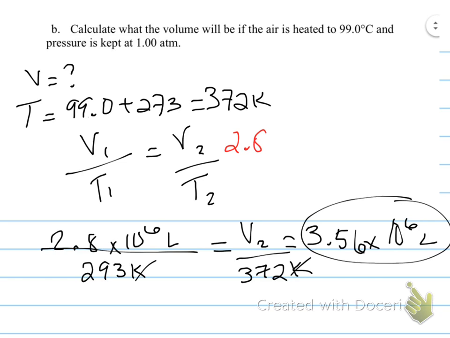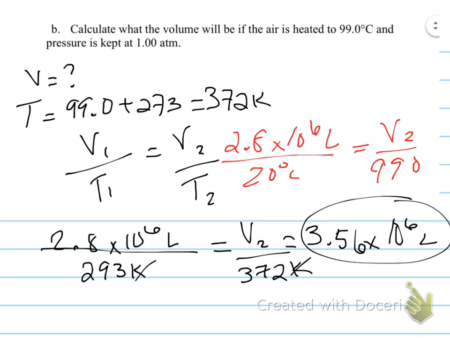Now, I want to just show you what would happen if you don't convert the temperature, right? So if you do 2.8 times 10 to the 6 liters divided by 20 degrees Celsius equals something divided by 99 degrees Celsius. All right. The Celsius still cancels, so it seems like it should work, okay, but well, let's just see. So 2.8 times 10 to the 6 divided by 20 this time, times 99. So the answer we get is 1.39 times 10 to the 7.